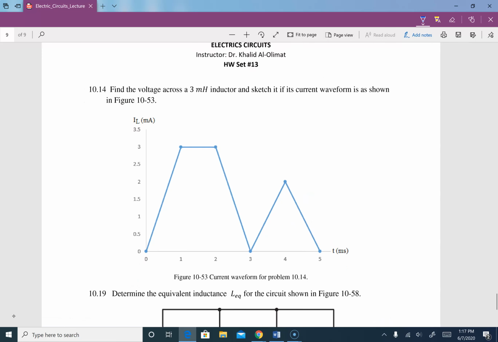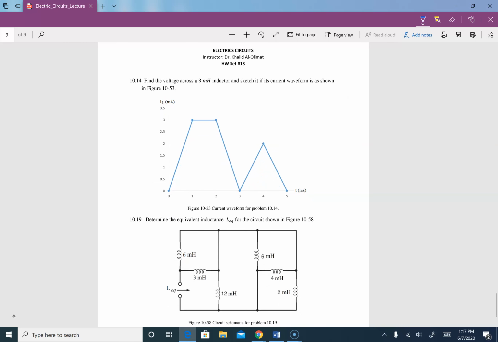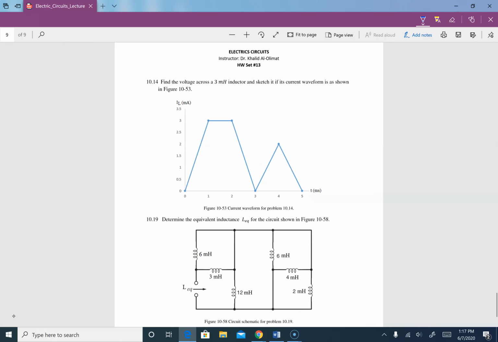Our homework for this lecture is these 2 problems. If you know how to solve those, I believe that you will be, as I said, in good shape.